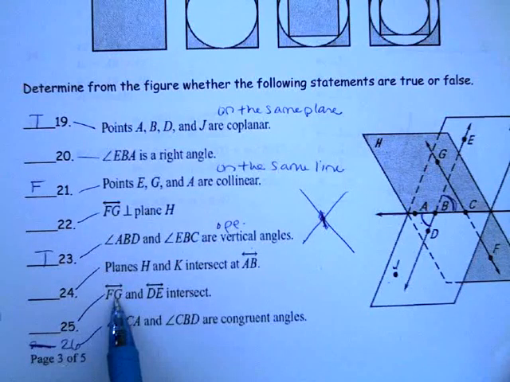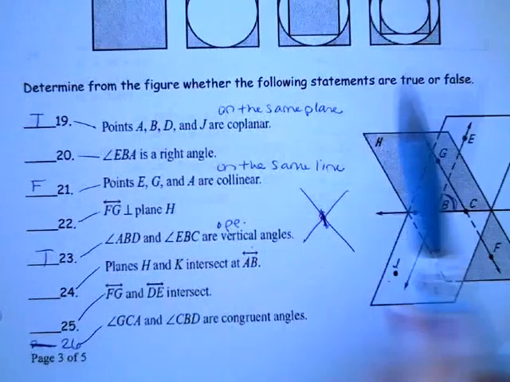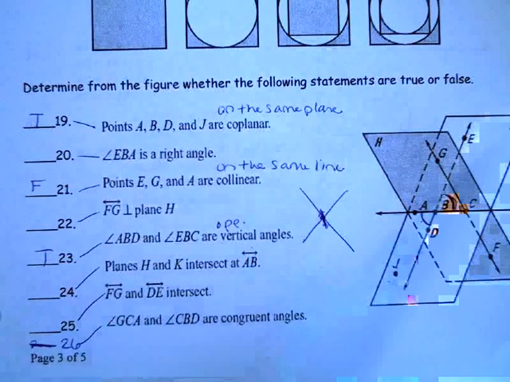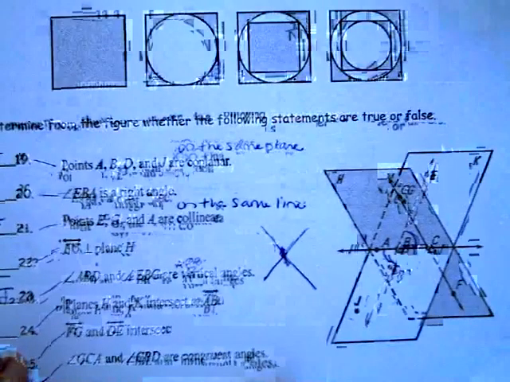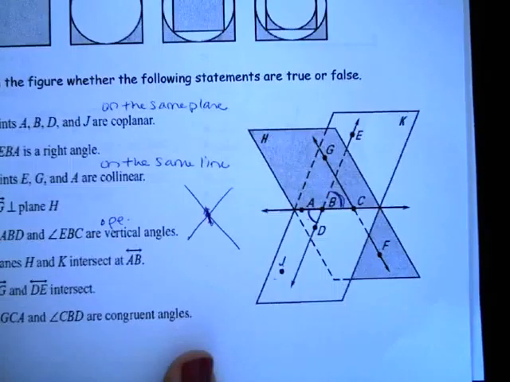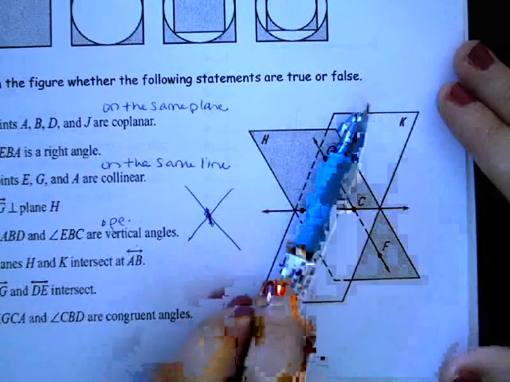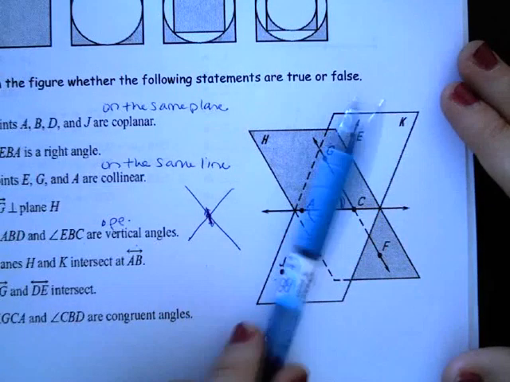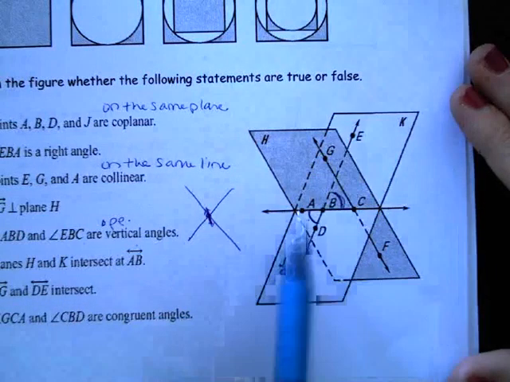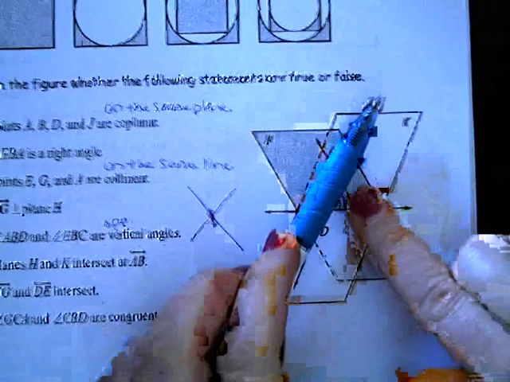25, line FG and DE intersect. This one's a little tricky. If you notice, there's no point where they actually intersect. And I'll zoom in here a little bit so you can see better. And what I'm looking at is that here is a line going through K, and if you look, they go through B and C, but it's almost like they're separated.